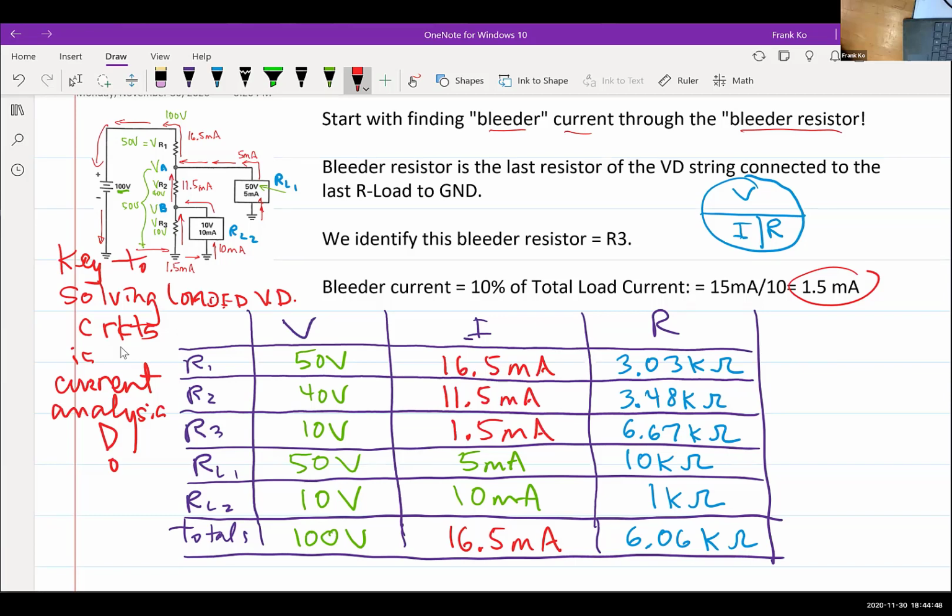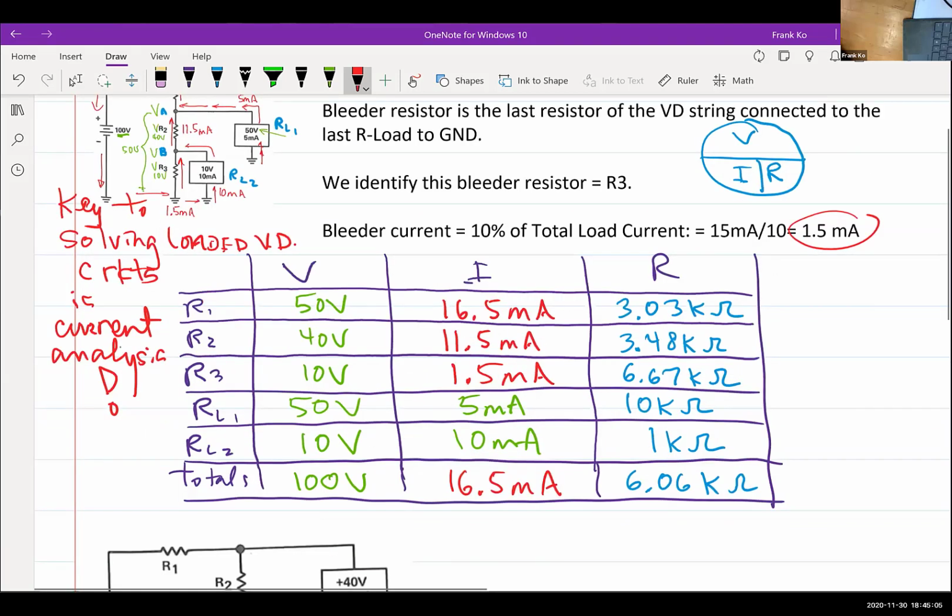The second step from above says the bleeder resistor is what? The last resistor of the voltage divider string connected to the last load to ground. If there's multiple load resistors, it's connected to the last load to ground. And then you identify which one that is. So let's look at this particular schematic.